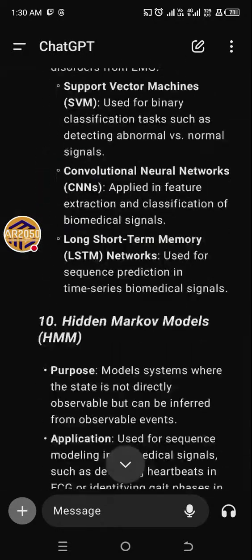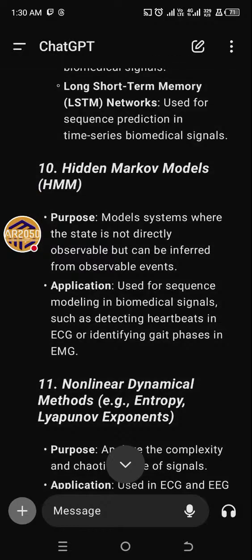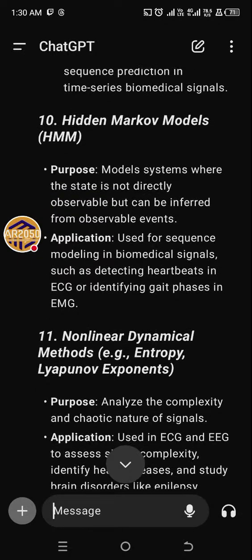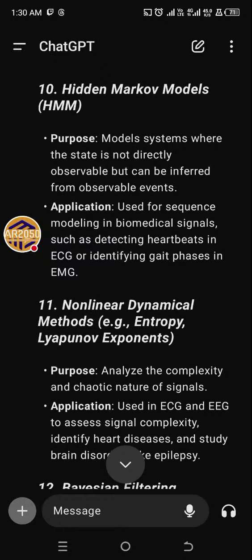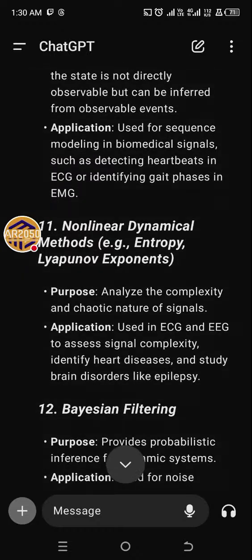And then we have machine learning, the hidden Markov models. The HMM is very popular for modeling systems where the state is not directly observable but can be inferred from observable events. So whenever we have some sequence modeling in biomedical signals, such as detecting the heartbeats in ECG or identifying gait phases in EMG.